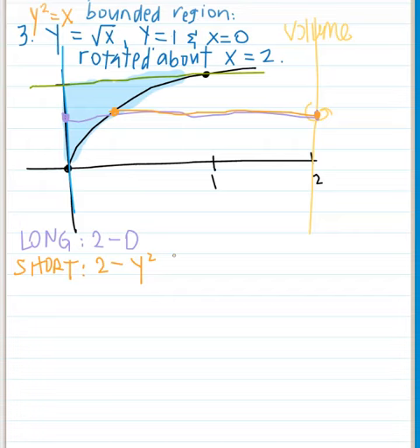2 minus y squared. And now it's going to be the long radius squared minus the short radius squared, pi r squared, right, because it's circles. We want to be in terms of y, so I'm going to be going from 0 to 1, the points of intersection.